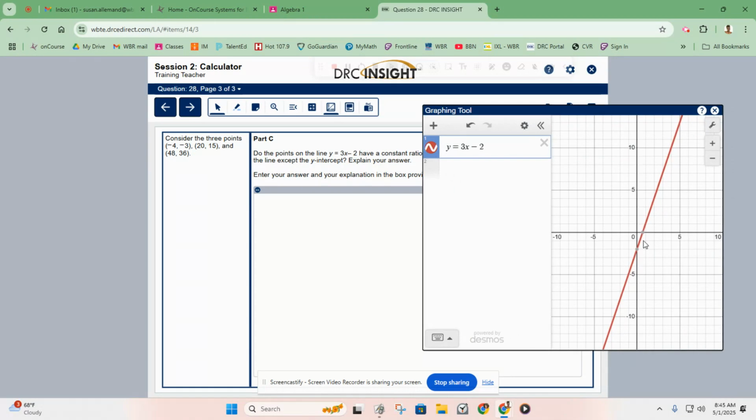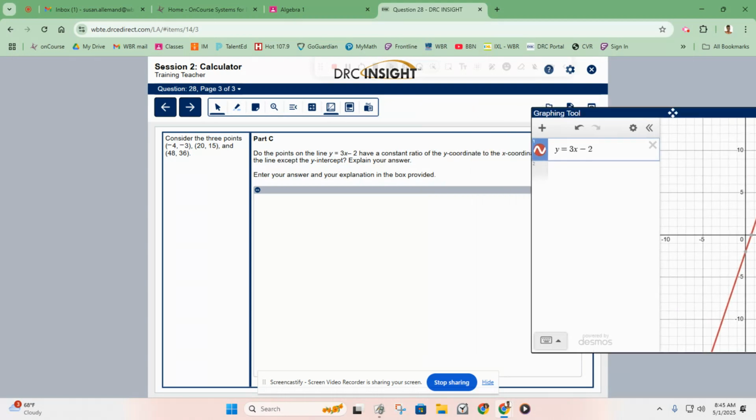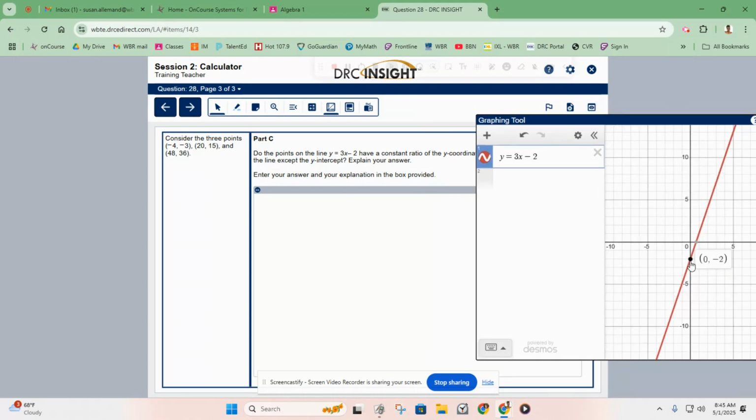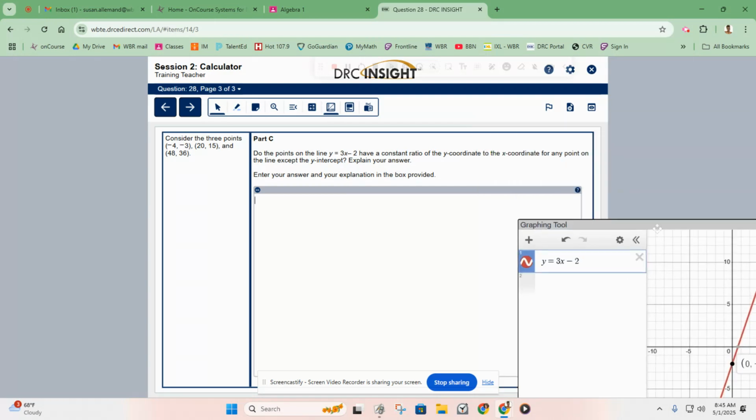When I look at my graph for this, I see that it's not going through 0, 0. In fact, my y-intercept is at 0, negative 2, which means that I would not end up getting anything undefined. Okay, so let's see how I want to word it. Explain my answer.